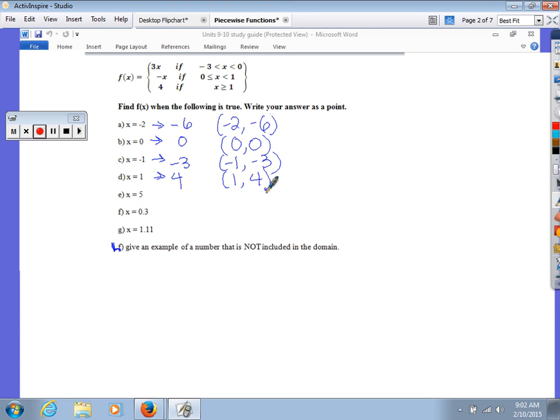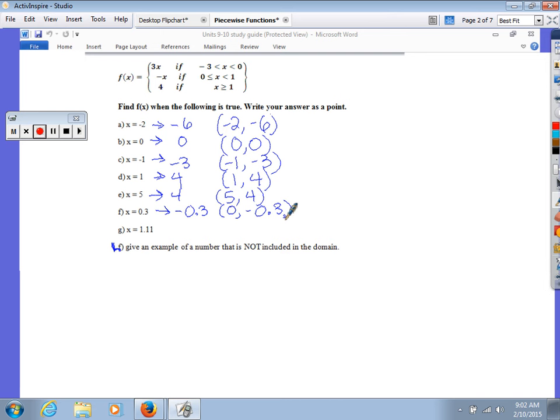All right, for E, number 5, where would you plug in 5 at? The third. Can you plug in 5 into this variable? No, so it's just 4. So 5, 4. All right, 0.3. Ooh, I'm trying to trick you with decimals. Where would 0.3 go? First, second, or third equation? Second, because 0.3 is in between 0 and 1. So what would that be if you plugged it in for this? Very good. Negative 0.3. So what's my point then? 0, negative 0.3.